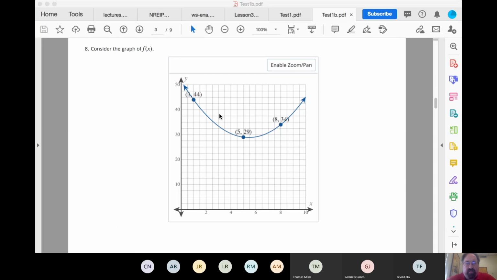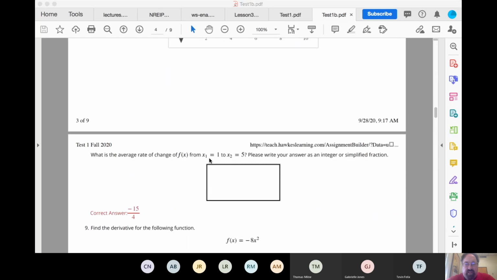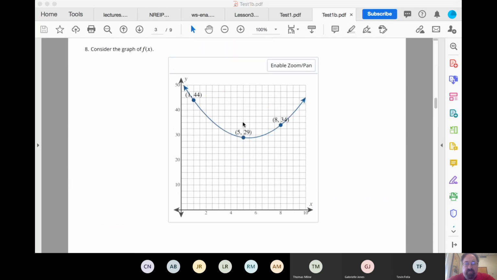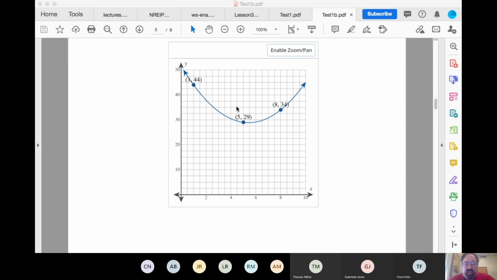Problems involving the slope. So a problem like this one gives you a graph, and it specifies 2 x values. So in this case, the x values are 1 and 5, and it asks for the average rate of change, which is the slope. So it's the slope of a line between these 2 points at x equals 1, x equals 5. So you subtract the y values, 29 minus 44 is minus 15, divide by the difference in x values, 5 minus 1. So it's minus 15 over 4. Change in y divided by change in x.